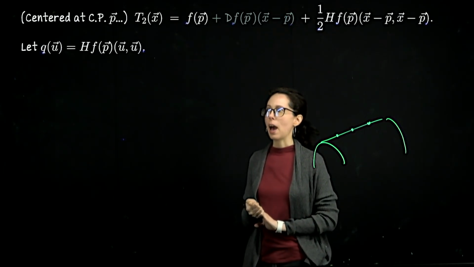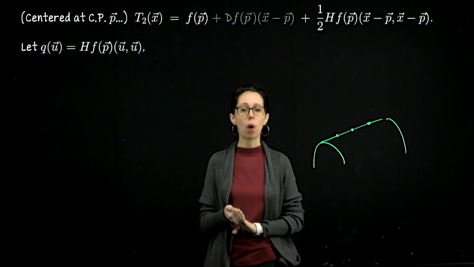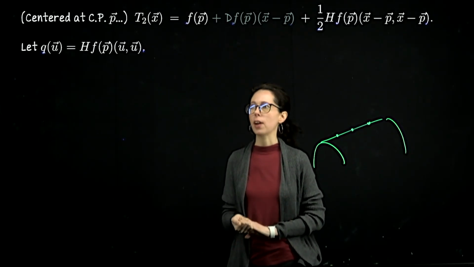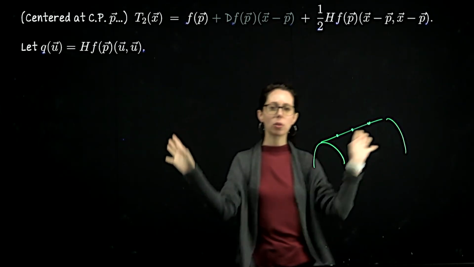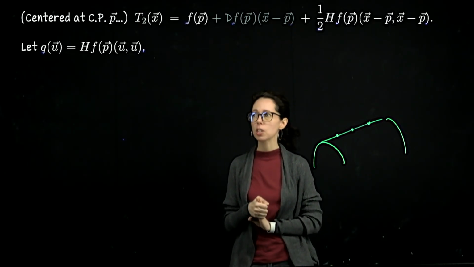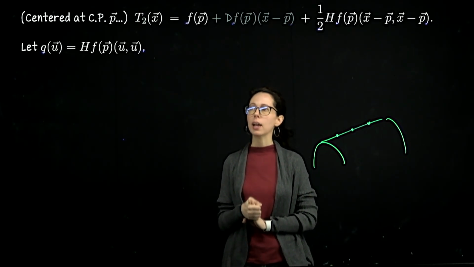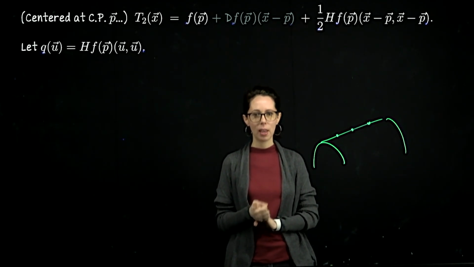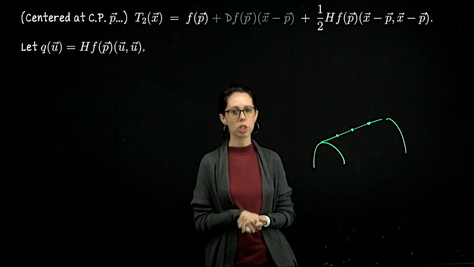So let's have Q of U be what's called a quadratic form. And I'm going to define it as the key part of this action. So forget about the 1 over 2. That's just a scaling factor. It's the Hessian matrix HF at P acting on U comma U. The reason I did that is just to translate the action to the origin.